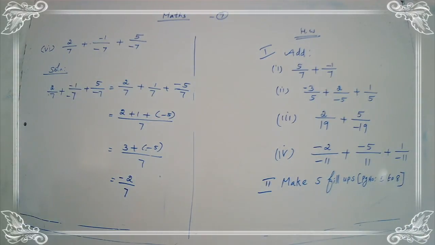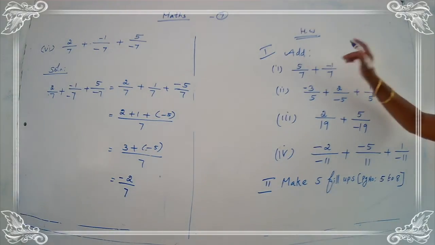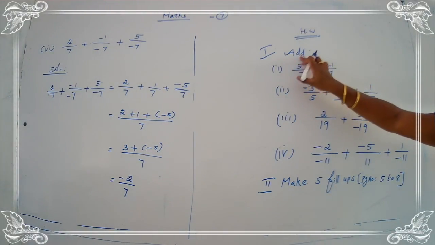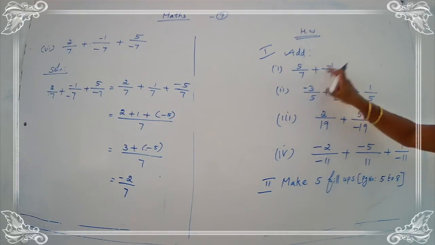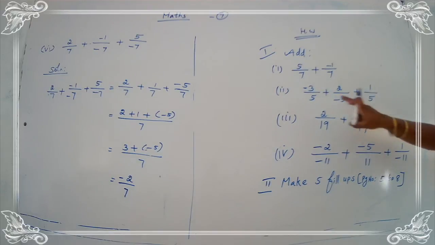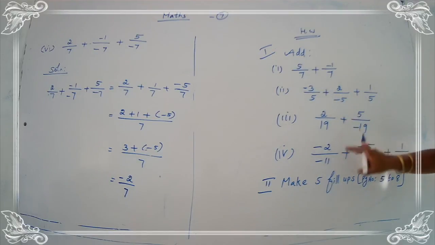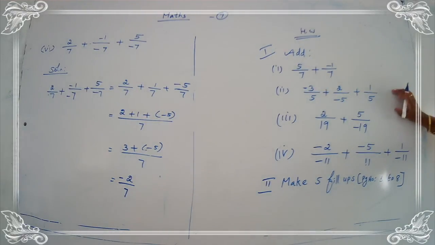Okay, listen children. Your homework is, write down in your homework note, okay? First question, you see, add question: 5 upon 7 plus minus 1 upon 7. And second question, third question, fourth question. That's very easy. I have given easy questions only. So write in your homework note, okay children?